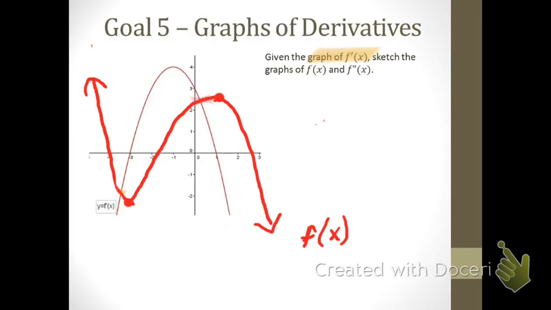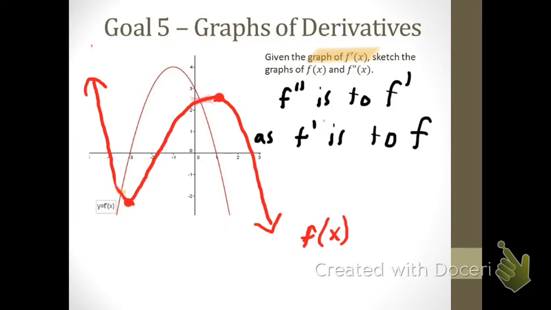And now we're ready to graph the second derivative of x. Now I'm going to write something down on the right side of your screen, and I want you to pause to consider it once it's written down. And you see that I wrote that f double prime, the second derivative, is to the first derivative as the first derivative is to the original function.